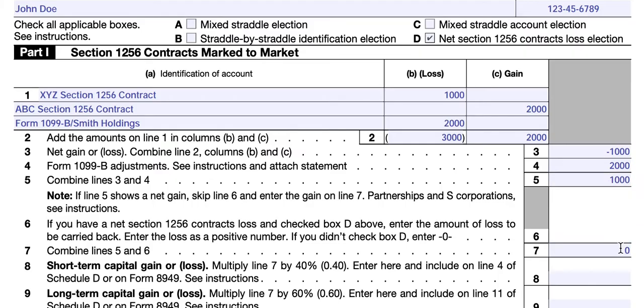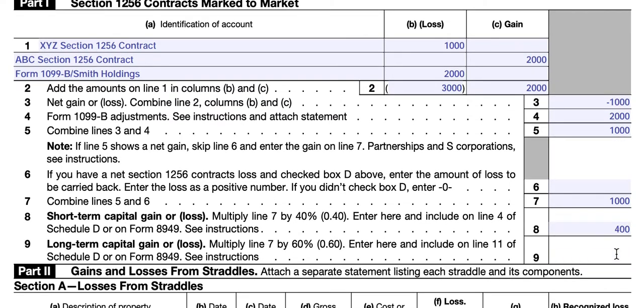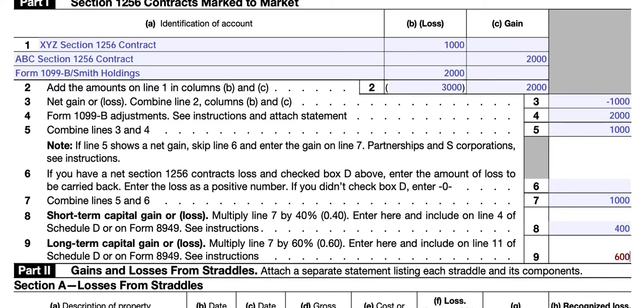Since we have a gain, we don't need to worry about carrybacks. We have a $1,000 gain, and we're going to multiply that by 40% to come to our short-term capital gain or loss. And then the rest of it, the other 60%, is a long-term capital gain or loss under the mark-to-market rules. So in line 8, you would enter this number here, and then also on line 4 of either your Schedule D or on your Form 8949, depending on which one you are filing.